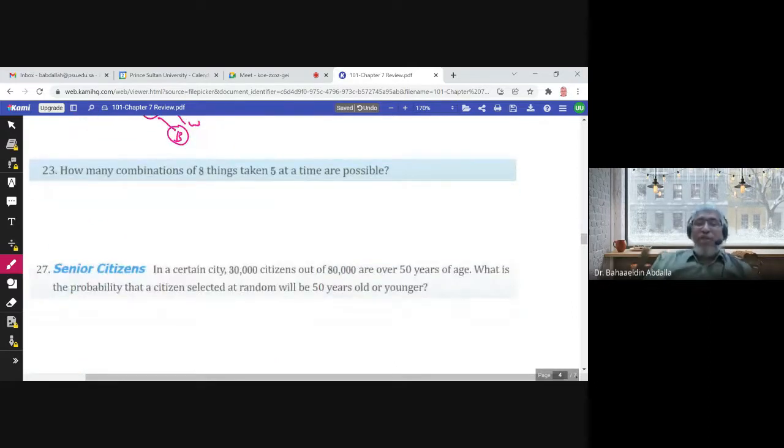How many combinations of 8 things taken 5 at a time are possible? We have 8 things taken 5 at a time, so it's 8C5. If I use the calculator, the answer is 56.